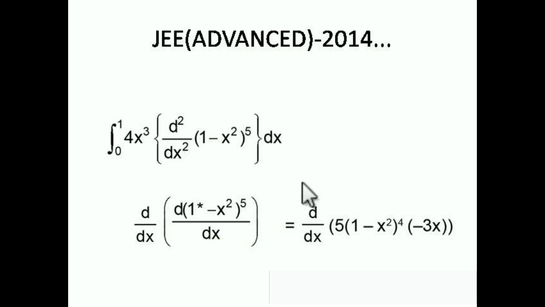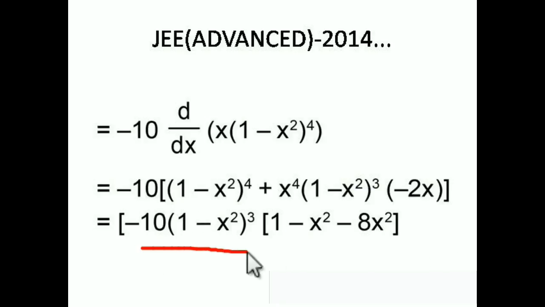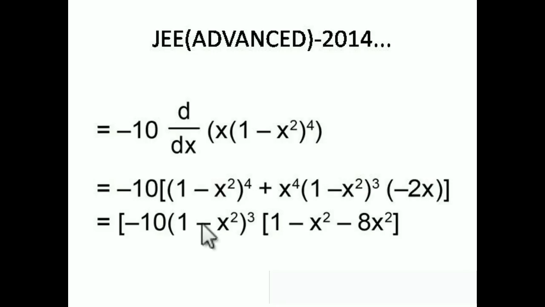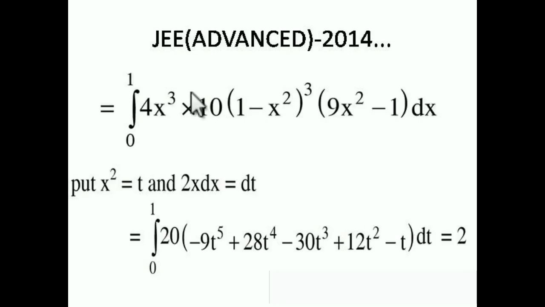Now we have to multiply this answer with 4x cube, because we have to find that integration. So I just multiply this answer with 4x cube, and we have the integration from 0 to 1 of 4x cube into 10 (1 minus x square) raised to 3 into (9x square minus 1). Now 10 and 4 can be taken as common, and we have x cube (1 minus x square) whole raised to 3 (9x square minus 1).